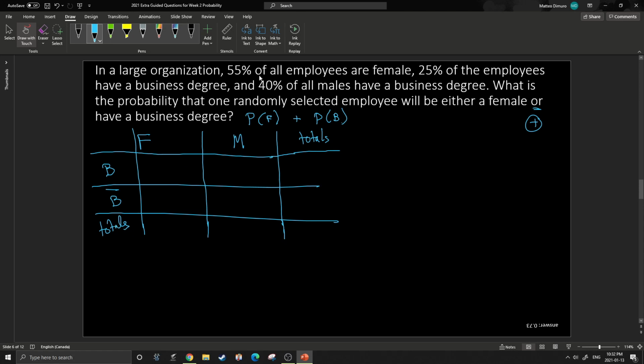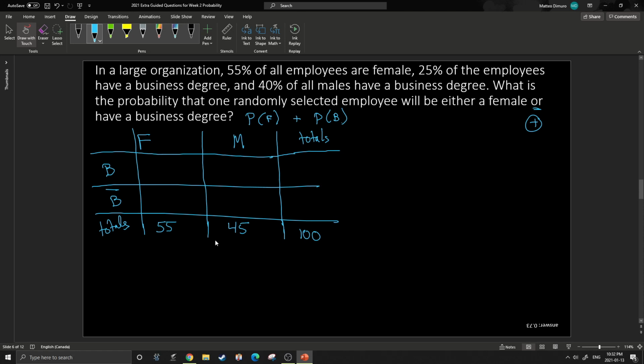Now when they're talking in percentages, you can just imagine they're giving you these numbers out of 100. So when I see in a large organization 55% of all employees are female, that means they're giving me this column total: 55 out of 100 are female. That's cool, because now I know there are 45 males in total.